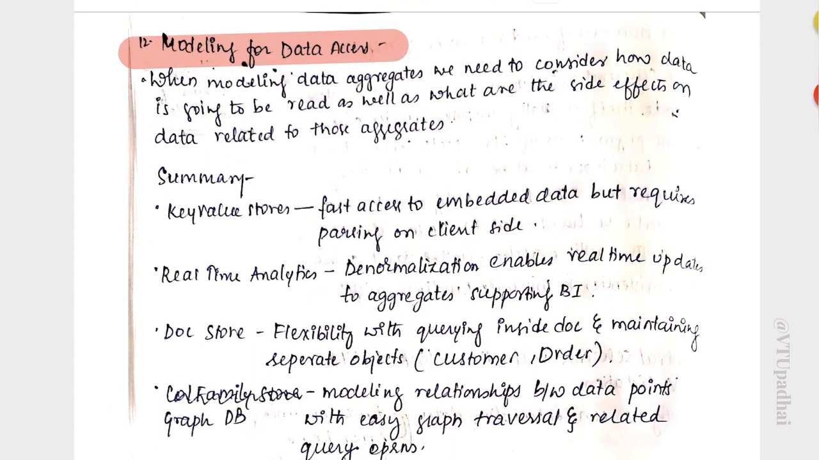Next we have modeling for data access. This is the final topic we have. When modeling data aggregates, we need to consider how the data is going to be read, as well as what the side effects on the data related to those aggregates are.